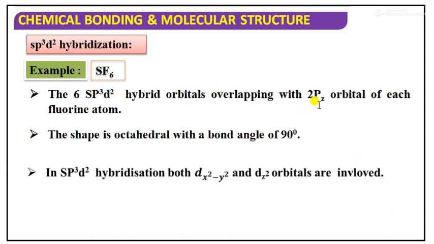Along with overlapping of the pz orbital, some other d orbitals, namely the dx square minus y square orbital, are also involved in the bond formation. And the structure is called the octahedral structure. The bond angle will come as 90 degrees only.